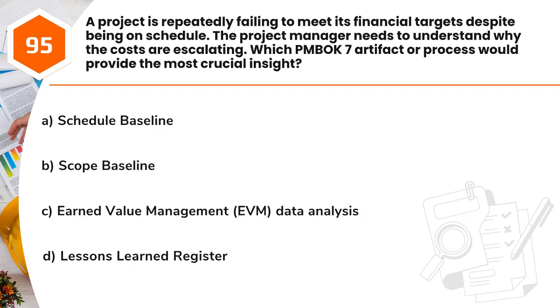Question 95. A project is repeatedly failing to meet its financial targets despite being on schedule. The project manager needs to understand why the costs are escalating. Which PMBOK 7 artifact or process would provide the most crucial insight? A. Schedule baseline. B. Scope baseline. C. Earned value management, EVM, data analysis. D. Lessons learned register.